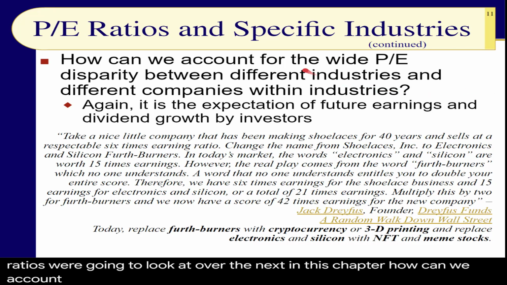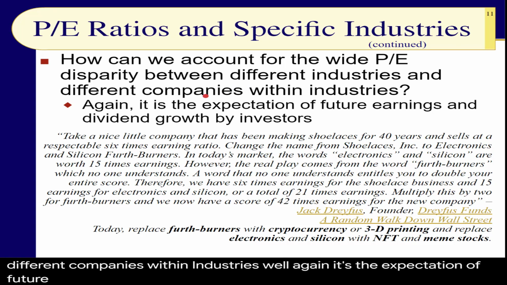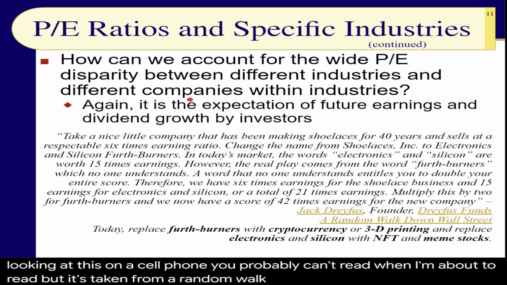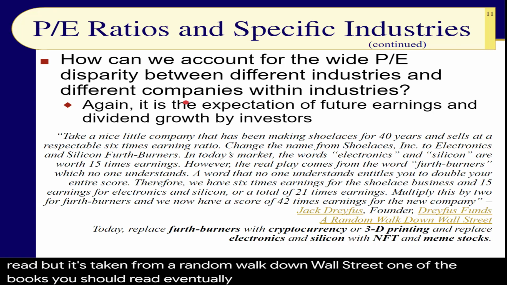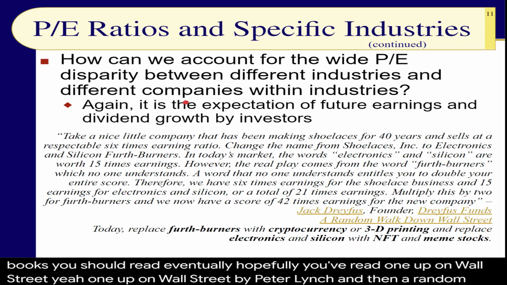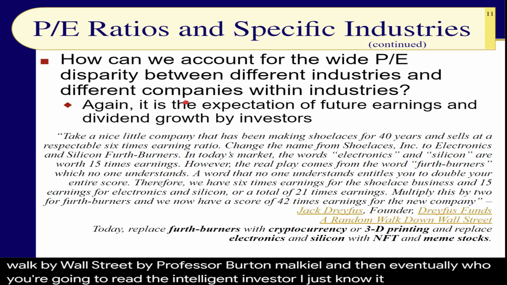How can we account for the wide PE disparity between different industries and different companies within industries? Well, again, it's the expectation of future earnings, future dividend growth by investors. Now, if you're looking at this on a cell phone, you probably can't read what I'm about to read, but it's taken from A Random Walk Down Wall Street, one of the books you should read eventually. Hopefully you'll read One Up on Wall Street by Peter Lynch, and then A Random Walk Down Wall Street by Professor Burton Malkiel. And then eventually, you're going to read The Intelligent Investor. I just know it. I know you will.